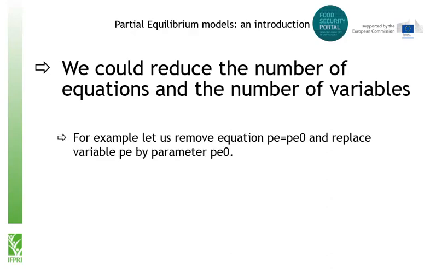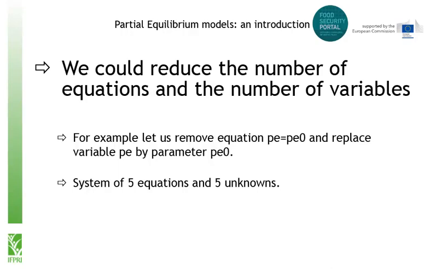For example, we can remove the equation PE is equal to PE0 and replace the endogenous variable PE by the parameter PE0 everywhere. It would mean that we've got a system of 5 equations and 5 unknowns, 5 endogenous variables. So we would have exactly the same model. And in particular, we would have the assumption of a small country with a constant world price. So the number of equations and the number of endogenous variables is flexible.